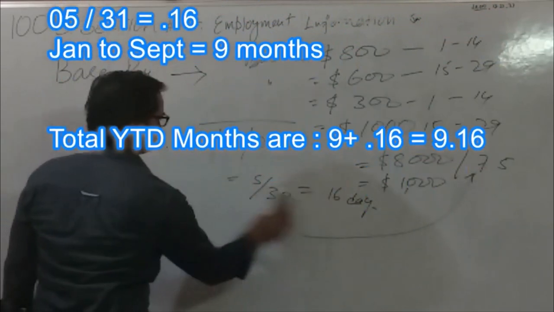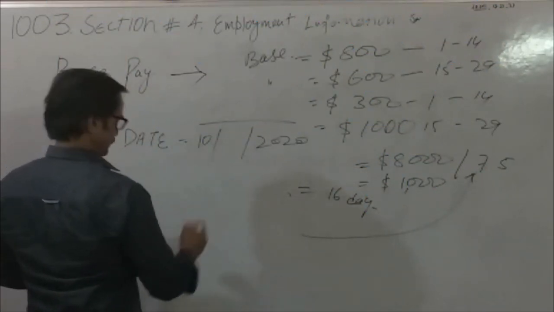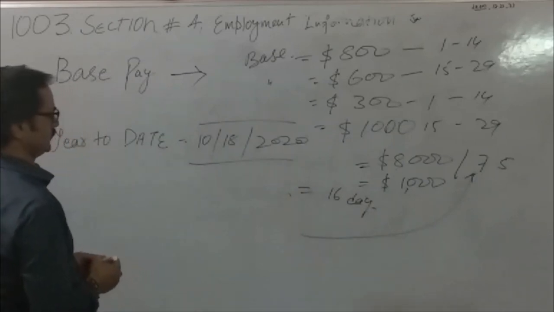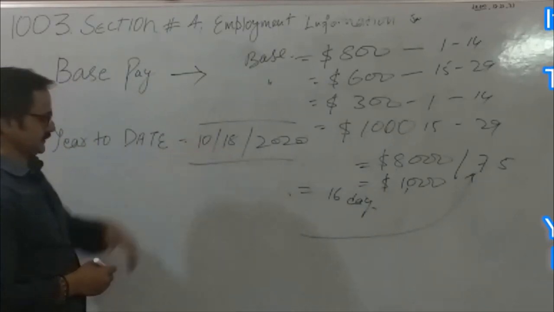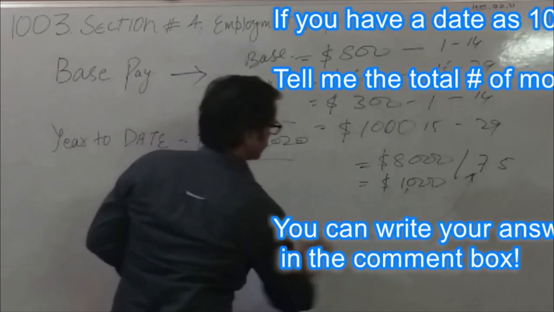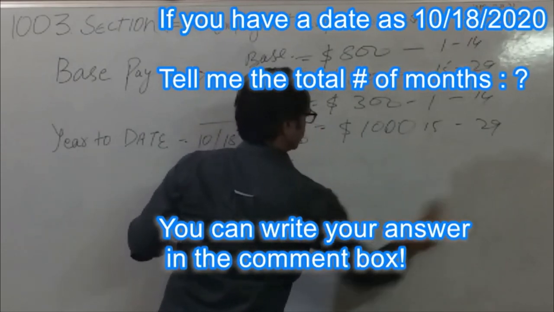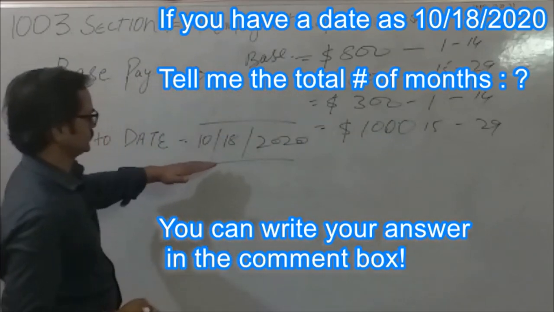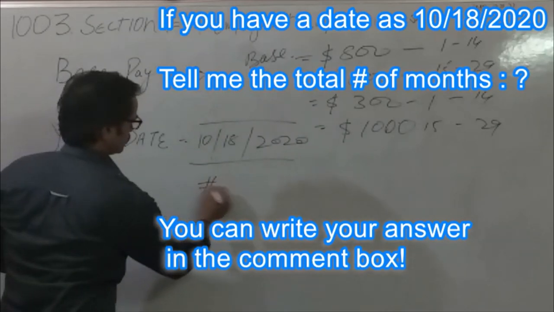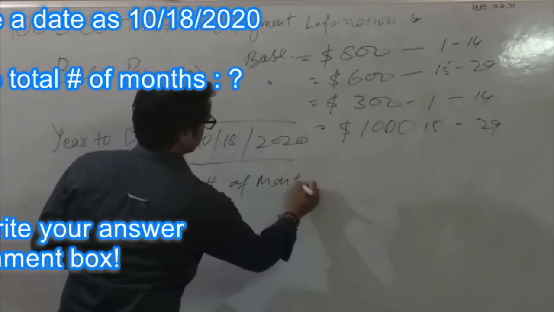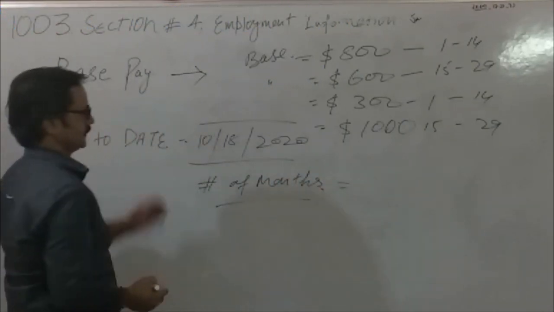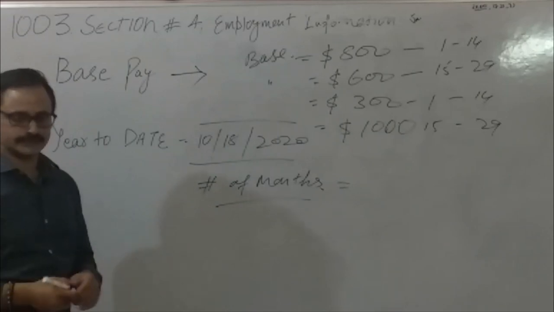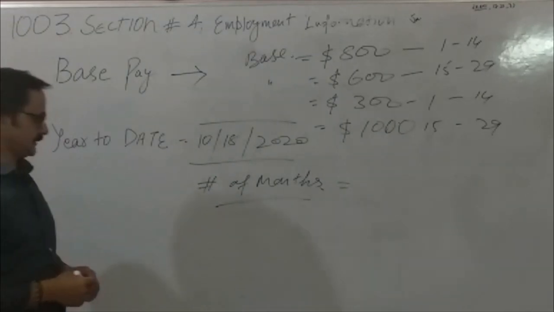Now you need to tell me, if I give you the date 10/18/2020, what would be the total number of months? This is the date; you need to calculate. Tell me what number of months you are going to divide the YTD amount by. Calculate according to this date what the total number of months would be. That is how I calculated. What would be the number of months? This is a question for you. You can write the answer in your comments, and then from there we will continue with this. Okay.